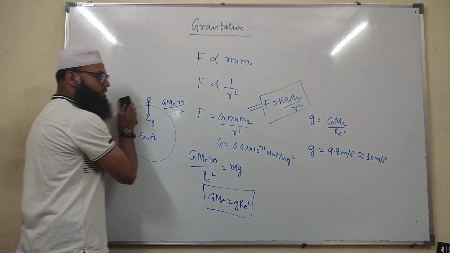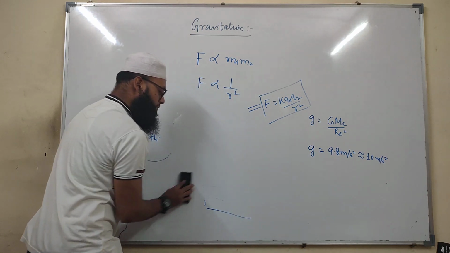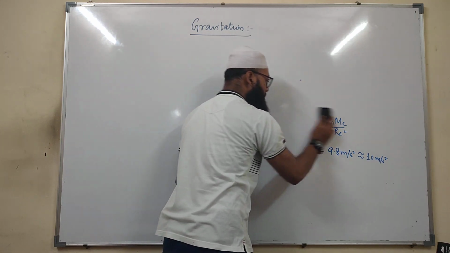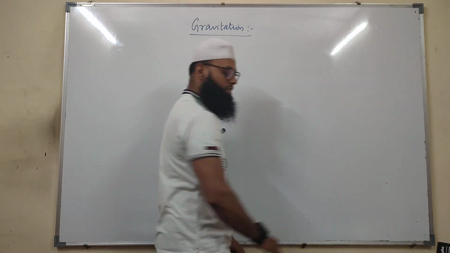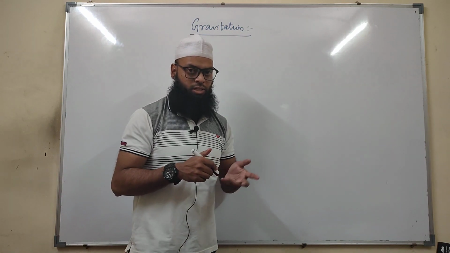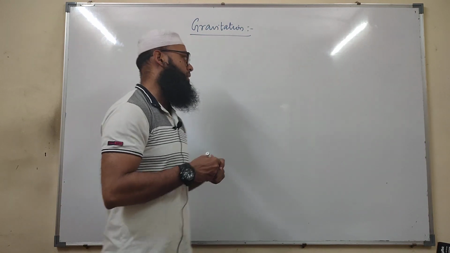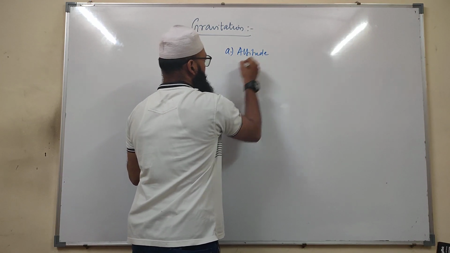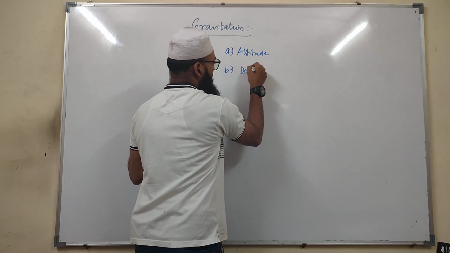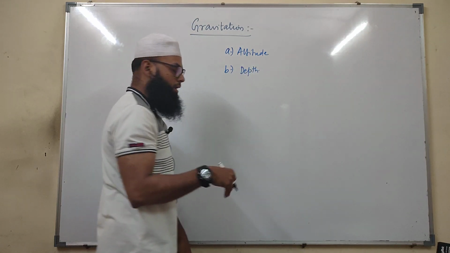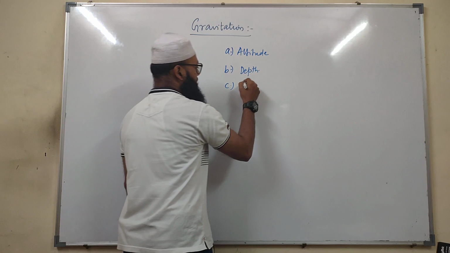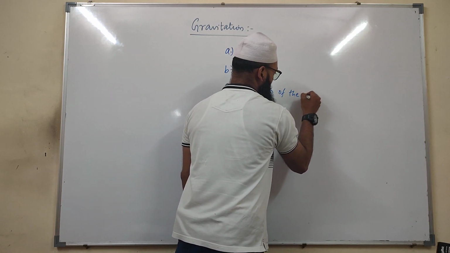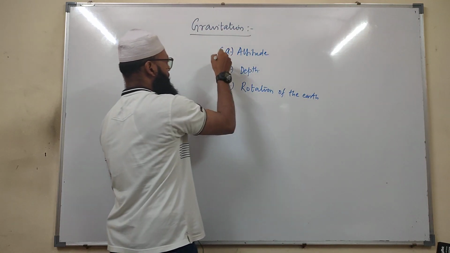Now on what factors does that g depend? Let us see. The first and foremost factor on which this small g depends is altitude, meaning how far above the surface of the earth we are going, and what variation in g happens as we go higher. So the various factors are altitude or height. Second thing is depth, meaning how much we are digging into the earth. And the third factor is the rotation of the earth. Okay, these two derivations are quite similar.